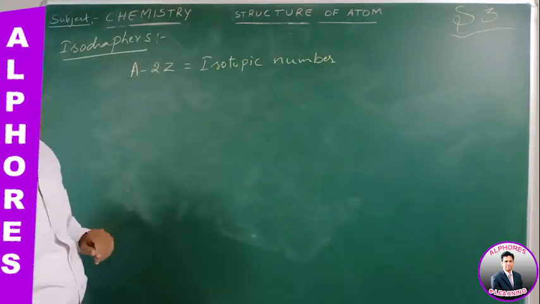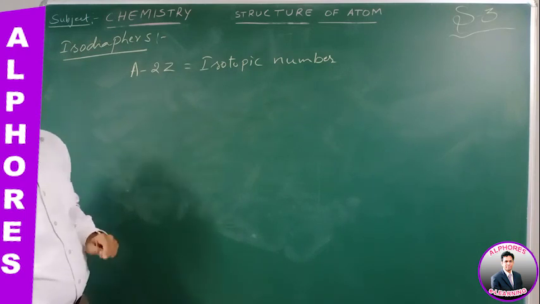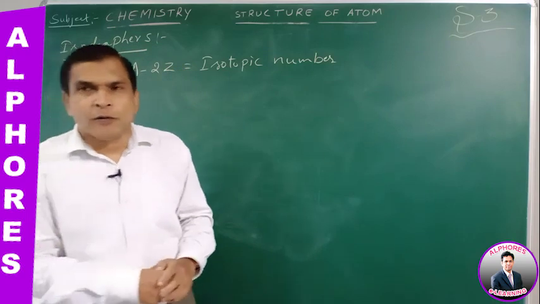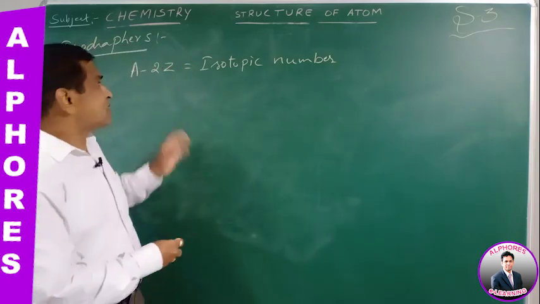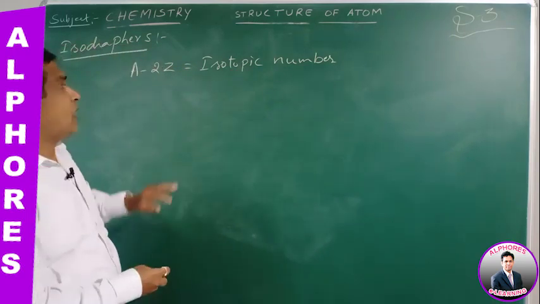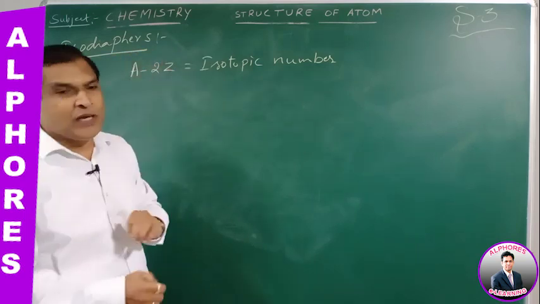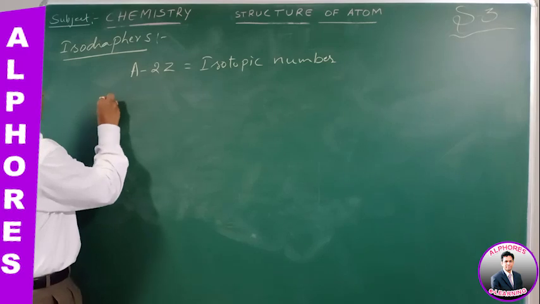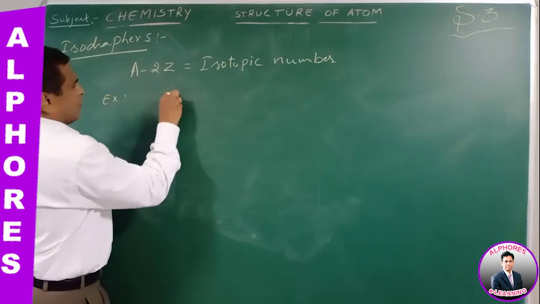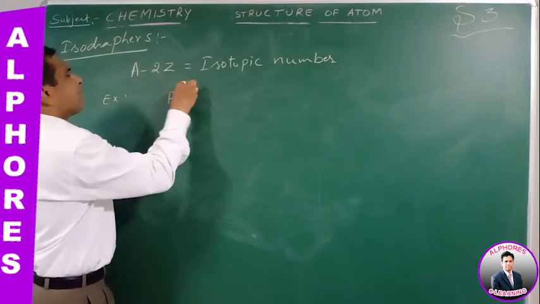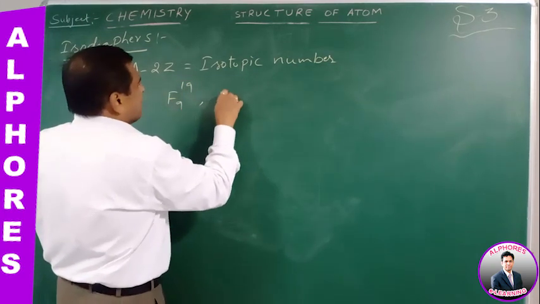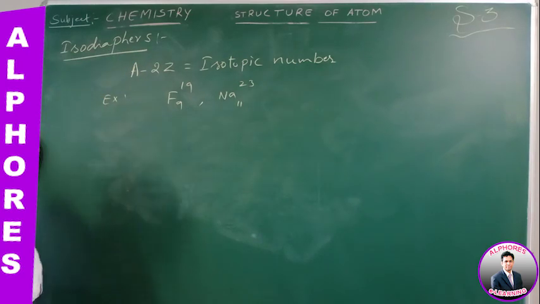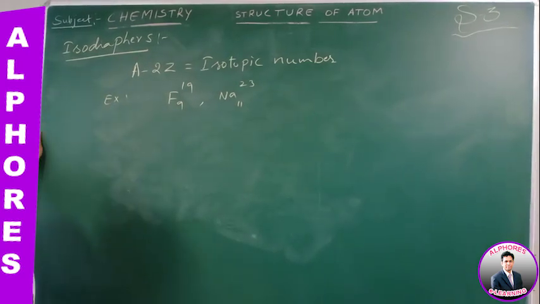A minus 2Z, that is called isotopic number. Once again, the statement of isodiaphers: the species possessing the same isotopic number are called isodiaphers. Let us work out an example of isodiaphers. Fluorine 19 (atomic number 9) and sodium 23 (atomic number 11) are considered as isodiaphers.